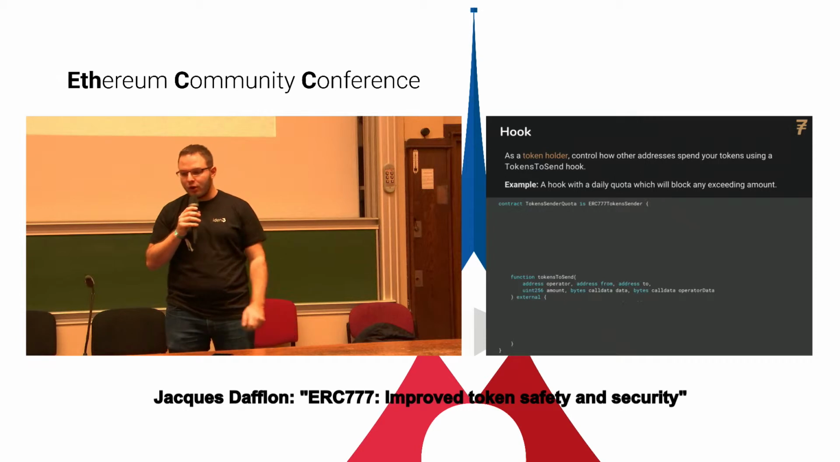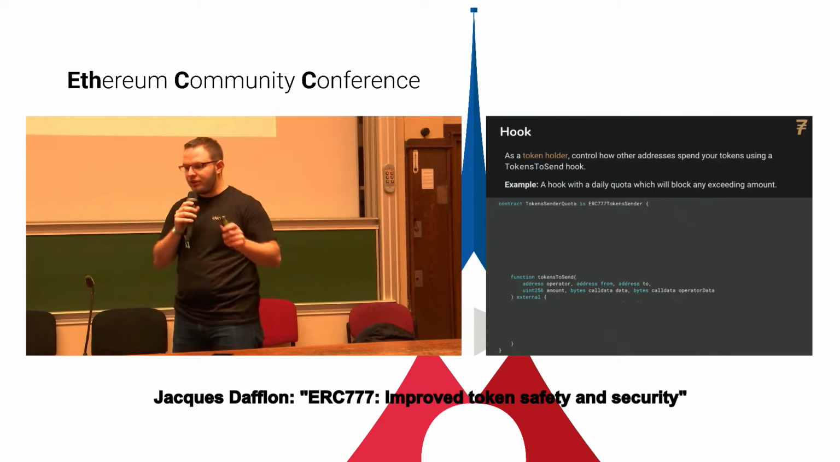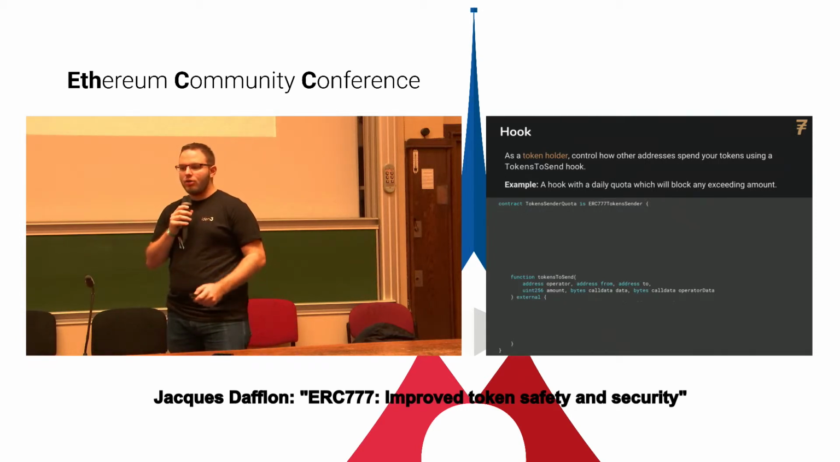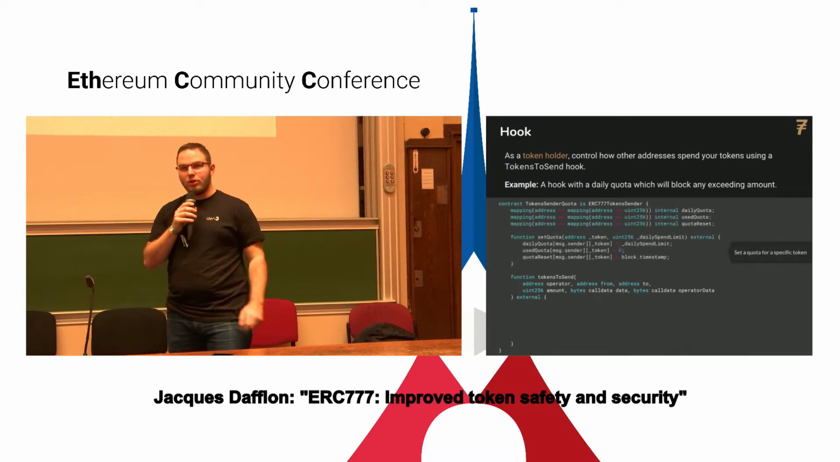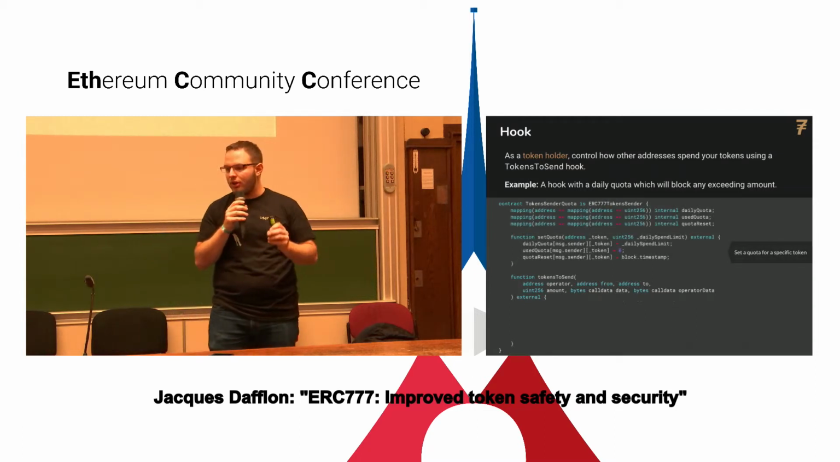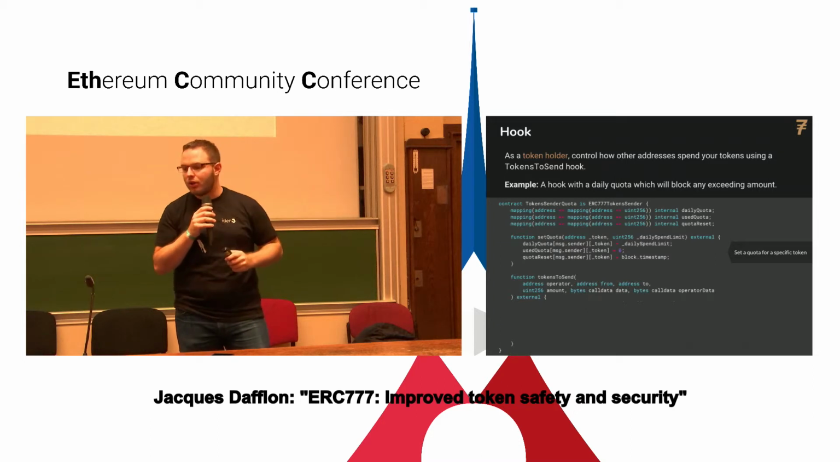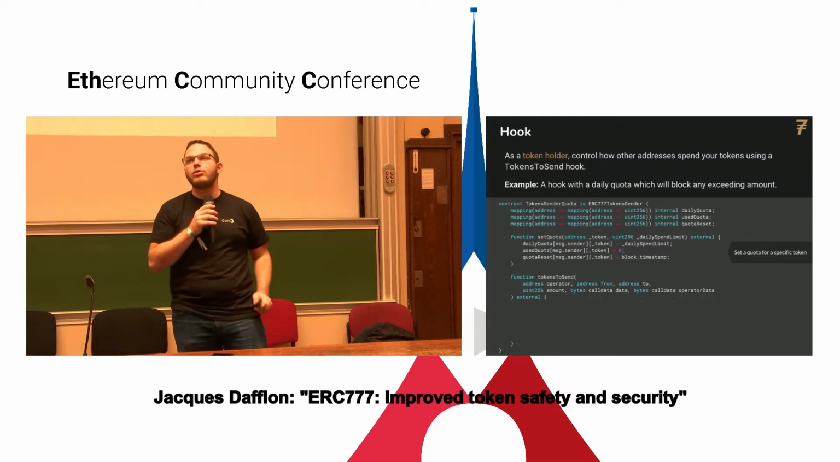So an example of a hook. Here we have a very simple hook with a quota. So what you do is you define a simple function to set a quota, and you say, okay, well, for this token, this is my daily quota. And then you implement the tokens to send function.